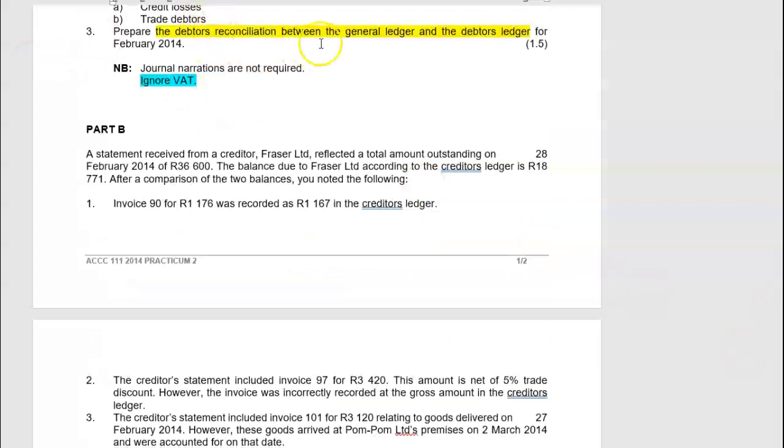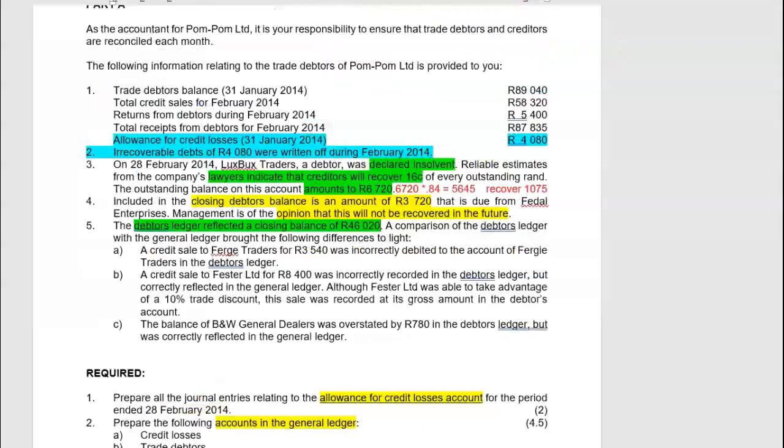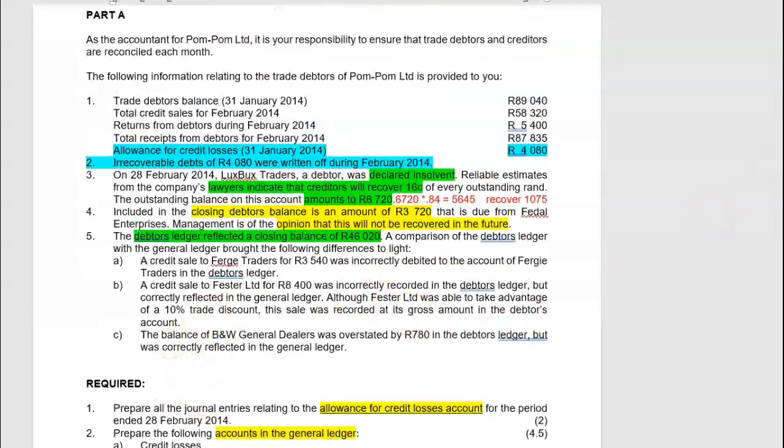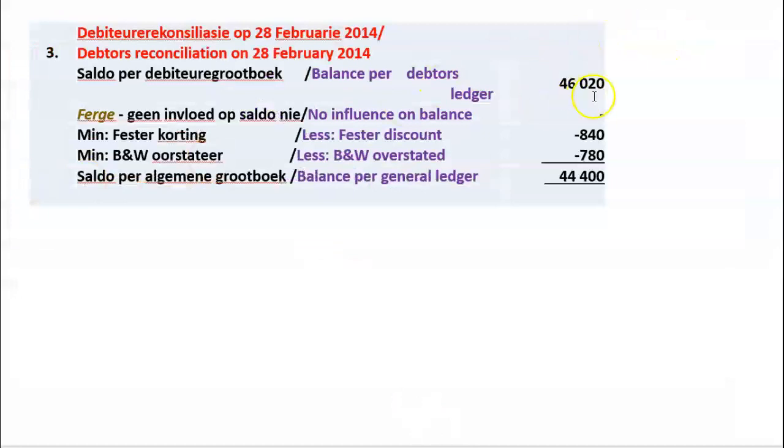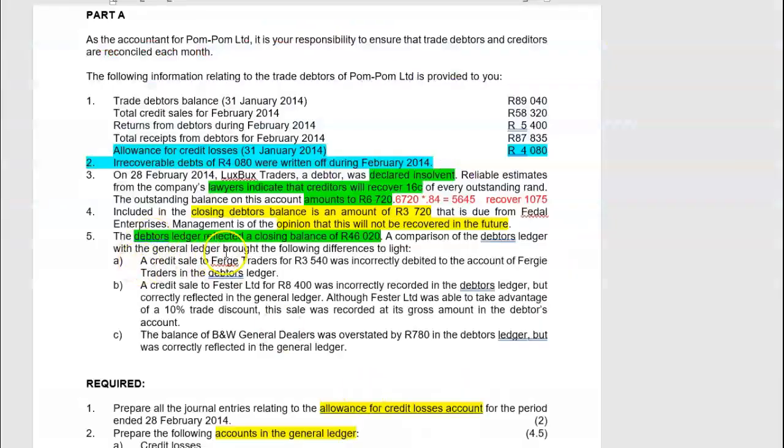Now, in the last part of the question, you have to do the reconciliation between the debtors ledger and the general ledger. So I'm going to start off this debtors list balance with the amount that they gave us, balance per debtors ledger, 46,020. Then there were certain differences that were identified, and that had an impact on the balances.